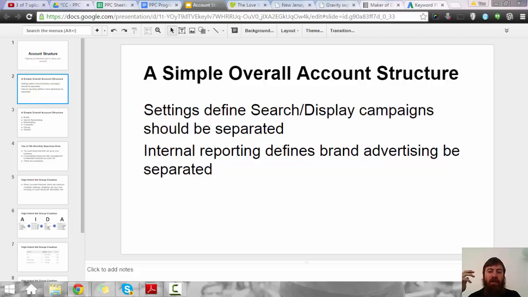So we're going to have to separate those two, and then separately, internal reporting defines that, from working with enough clients, I know that brand advertising really needs to be separated. Lots of companies consider both brand and remarketing to be things that are defined by sales that came from their trade shows, etc.